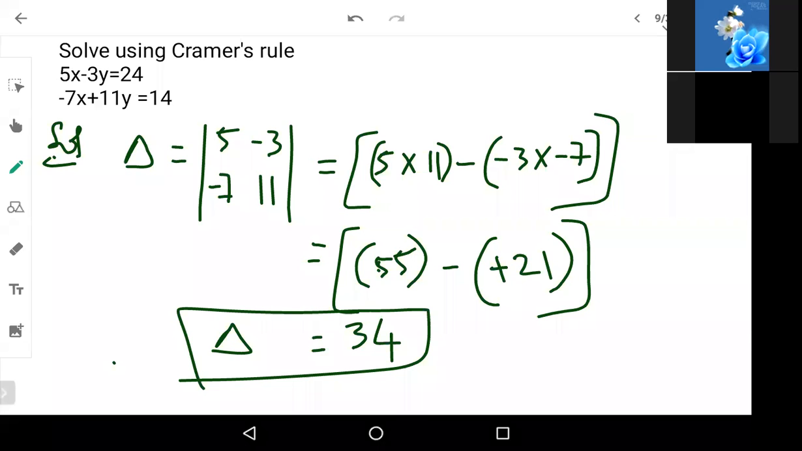Good. Now, next let us find out delta x. Now for delta x, you have to replace the first column, that is 5 and minus 7, with 24 and 14. That is the constant. Now, can you people say me what will be the determinant for delta x? What should I write here as the determinant?